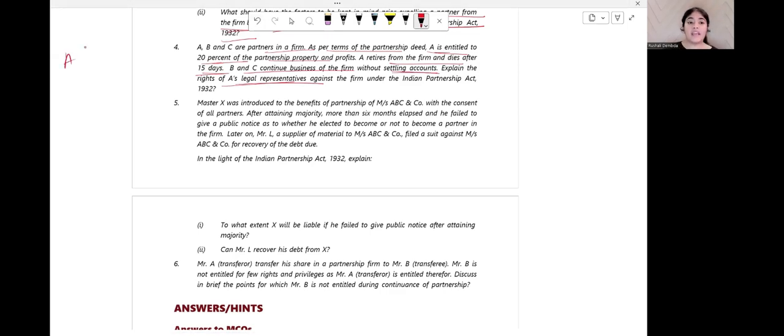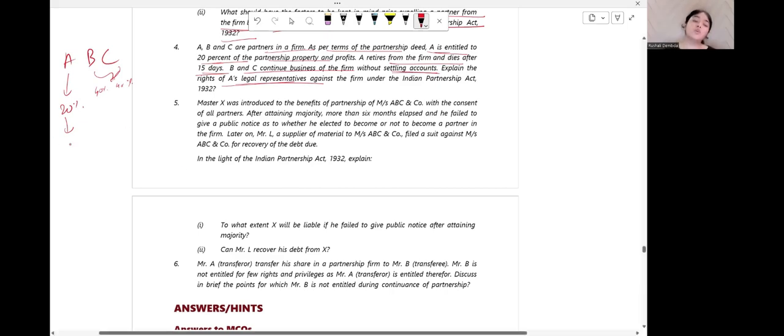Now, A, B, and C were partners and A was to be given 20% of the share, right? We'll just assume that the remaining partners were given the rest of the share as 40%. A was given 20% share, and he said, I want to retire, I do not want to continue in this firm. After he took retirement, 15 days passed and he died. Now, A's legal representative will come and ask for money.